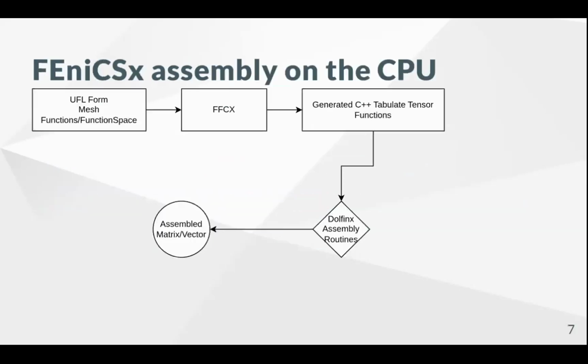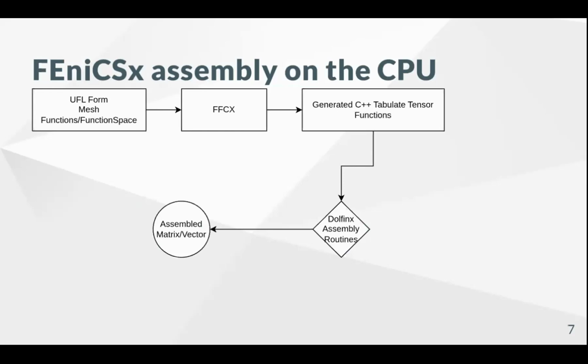So this is a very, very simplified version of how assembly currently works in FEniCSx. You have your UFL form. You give it to FFCX. It gives you generated C++ code, which is then called by DOLFINx's assembly routines, and it gives you a vector. And if there are any inaccuracies in this, please call me out after the talk.